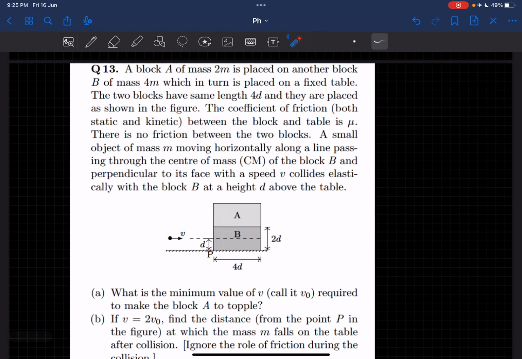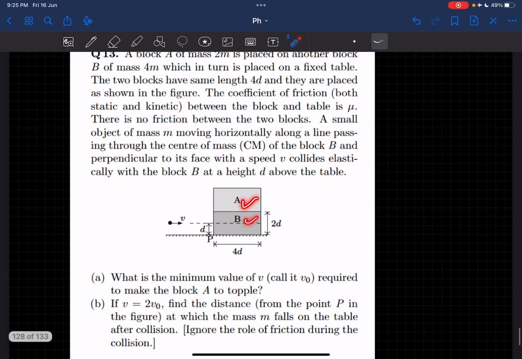Hello everyone, in this video we'll be solving this problem on toppling that came in JEE 1991. It's a great problem. So in this problem we have two blocks that are stacked on top of each other, and the mass of block A is 2m and the mass of block B is 4m. There is no friction between these two blocks, but there is friction between block B and the ground, and the friction coefficient is given to be mu.